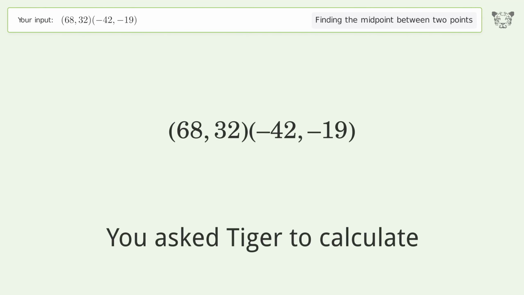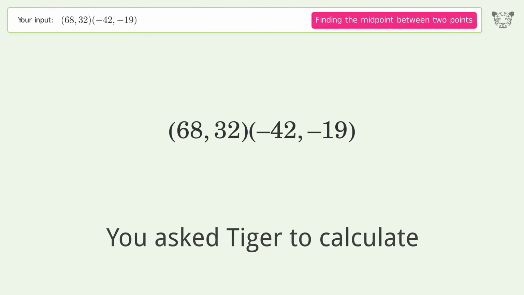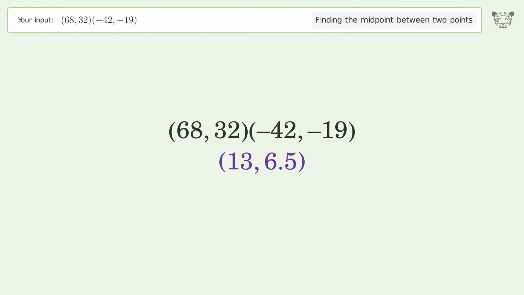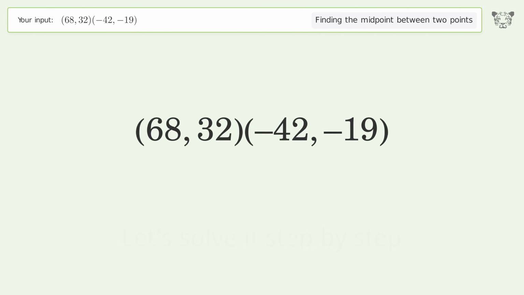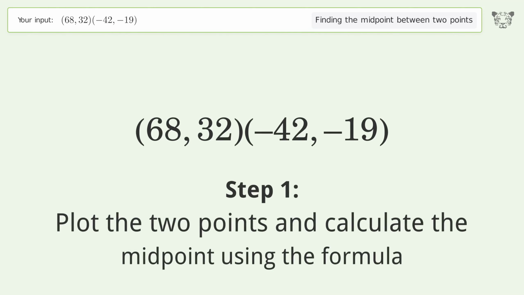You ask Tiger to calculate. This deals with finding the midpoint between 2 points. The midpoint between the 2 points is 13, 6.5. Let's solve it step by step. Plot the 2 points and calculate the midpoint using the formula.